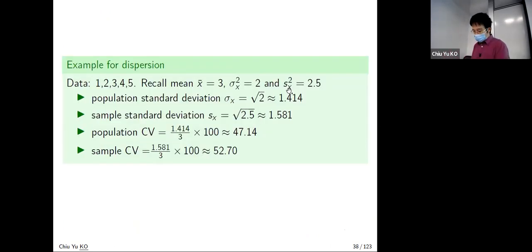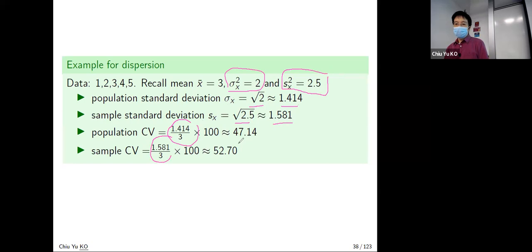But let's go to the example we have here. Suppose the data here is 1, 2, 3, 4, 5. The mean is 3. We know that from the previous example, the variance is 2 for the population and 2.5 for the sample. So exactly we can do the SD version. Take the square root of 2 and the square root of 2.5, which gives you these two numbers. Then you divide them by the mean times 100, which gives you the CV.